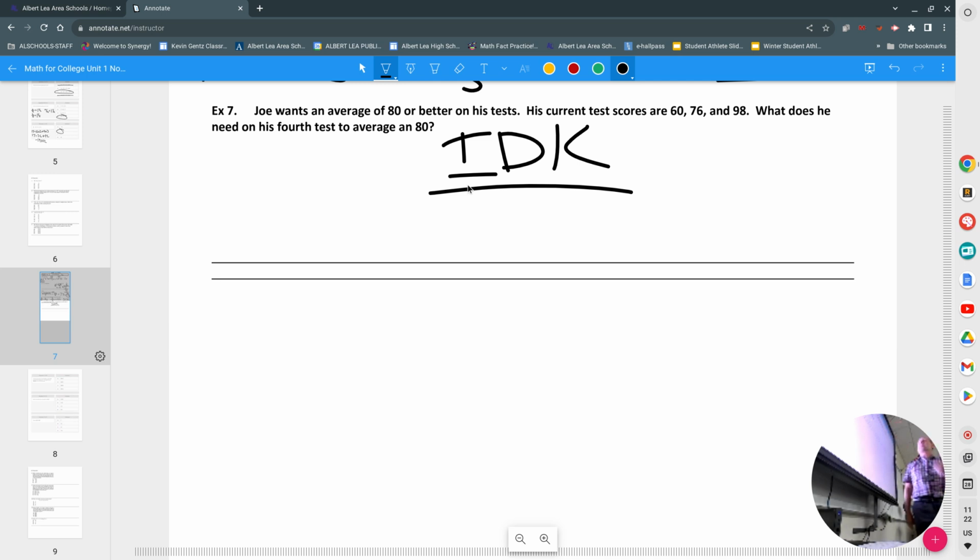You don't leave things blank. Absolutely not. Unacceptable. I need effort. And clearly, effort is a heck of a lot more important than mathematics anyways. So, let's do the problem.